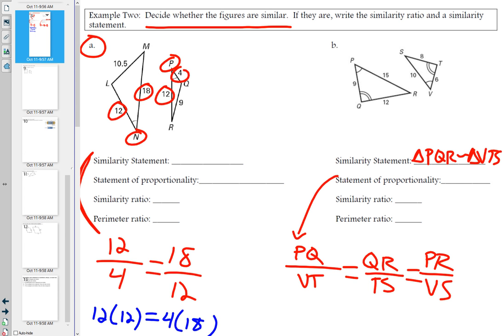I'll let you in on a little secret. Perimeter. Since perimeter is a one-dimensional distance, it's a length. It's not like an area or a volume. It's going to abide by the same scale factor. So once you find the similarity ratio, that's the same thing as the perimeter ratio. They're both going to be the same. Perimeter is just the distance that happens to be going around. If you were to divide the perimeters, you should get the same as the scale factor.